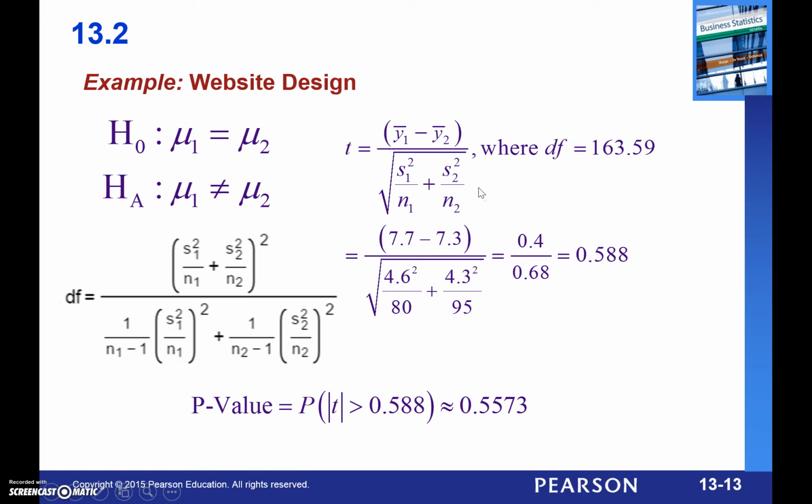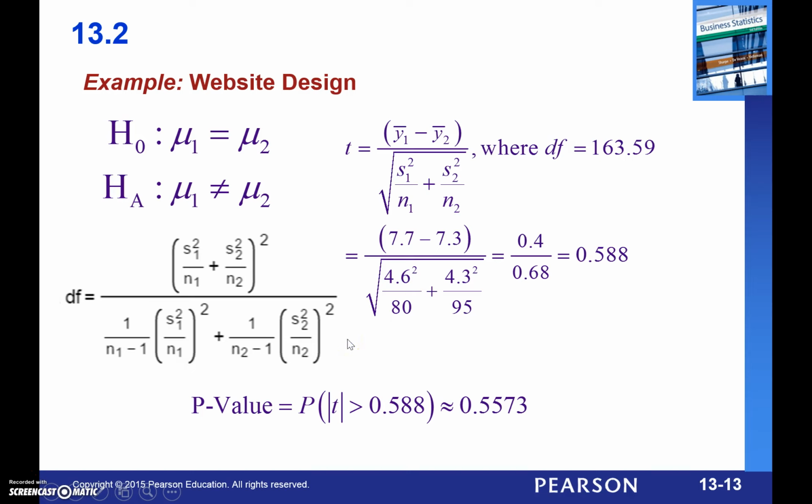Oh, and I should say, to use a t-chart, we need two things. We need the degrees of freedom, and we need our t value. Our degrees of freedom is 163-ish. The way we got that is from this equation. I don't have the numbers substituted in, but it's basically the same thing. You know S1, S2, N1, and N2. That's all you need. Whenever you see an S1, you use 4.6. Whenever you see an S2, you use 4.3. Whenever you see an N1, you use 80. Whenever you see an N2, you use 95. If you plug those numbers in across this equation and crunch it out, you would get 163.